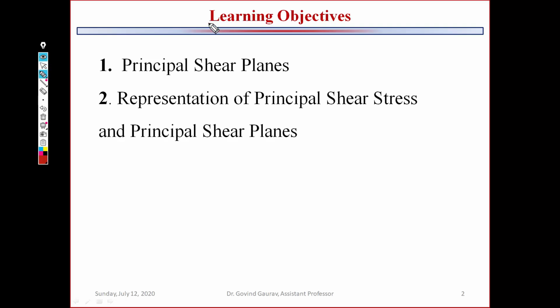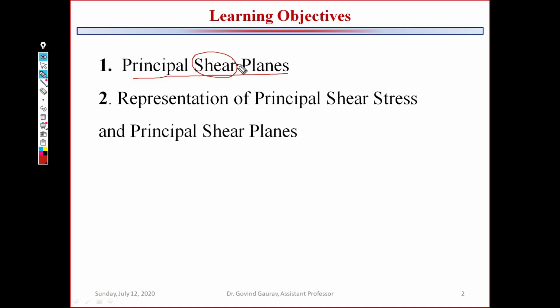Class, today we will discuss the following objectives. The first objective would be to calculate the values of the principal shear planes. The principal shear planes are those planes on which the maximum values of the shearing stresses act. In the previous sections we have calculated the values of the principal normal stresses, but over here we are interested in calculating the values of the principal shear planes. So the principal shear planes are the planes on which the maximum values of the shearing stresses act.